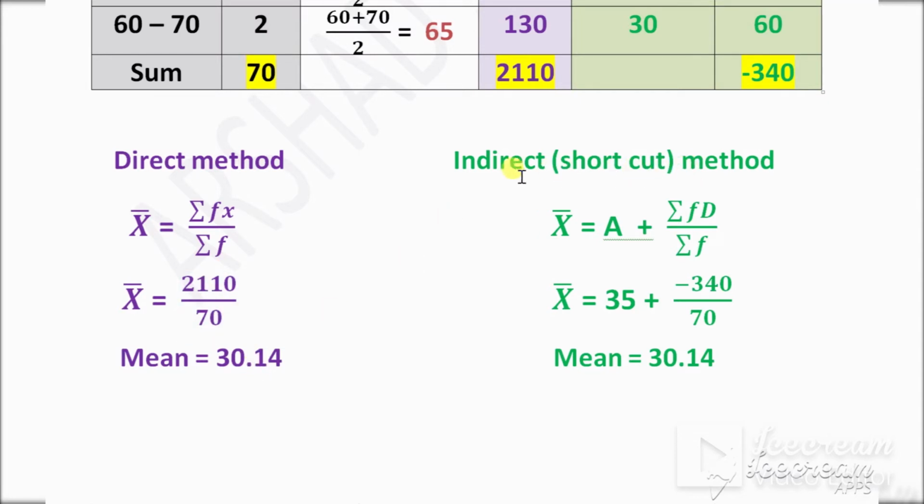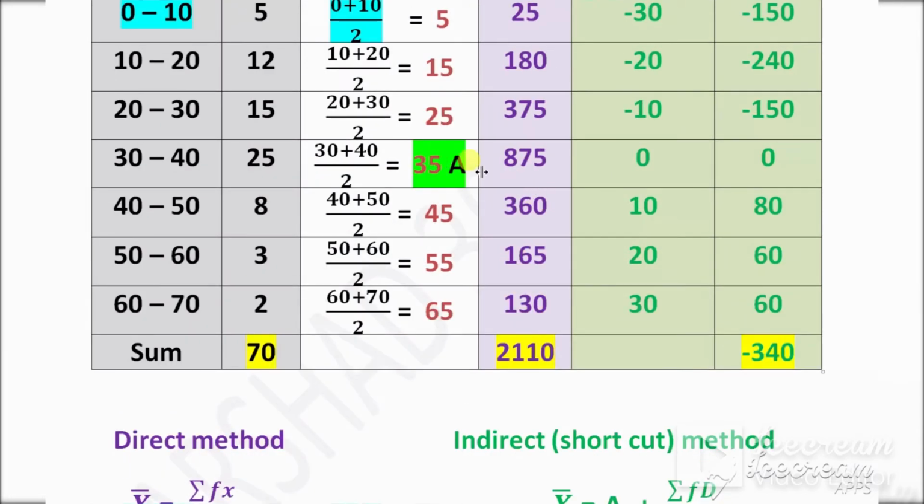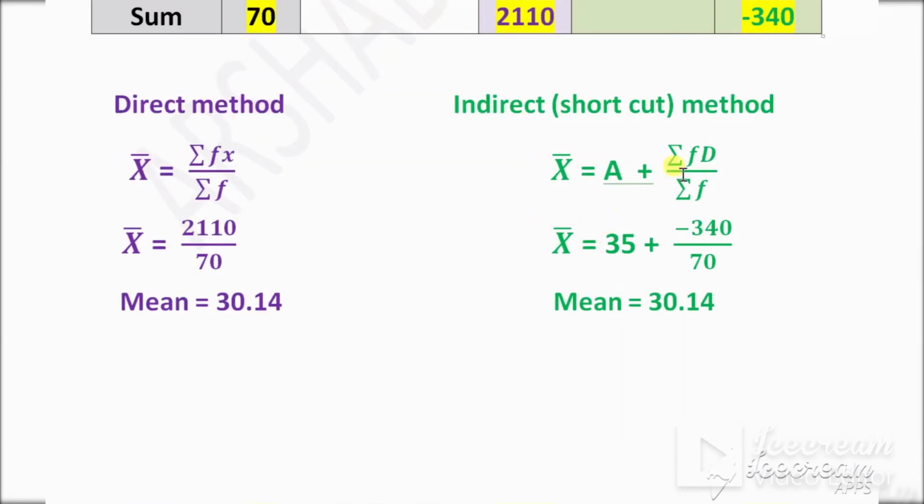Now the shortcut method or indirect method. First, write the formula x bar equals a plus summation fd divided by summation f. What is the assumed value a? 35 is the assumed value here. So write the assumed value 35, the fd total is negative 340 and the f total is 70. First divide the two numbers, then add to 35. We get mean equal to 30.14. So the direct method and the indirect method both give the same answer for the same question. It's the property of arithmetic mean, it will always give the same answer.